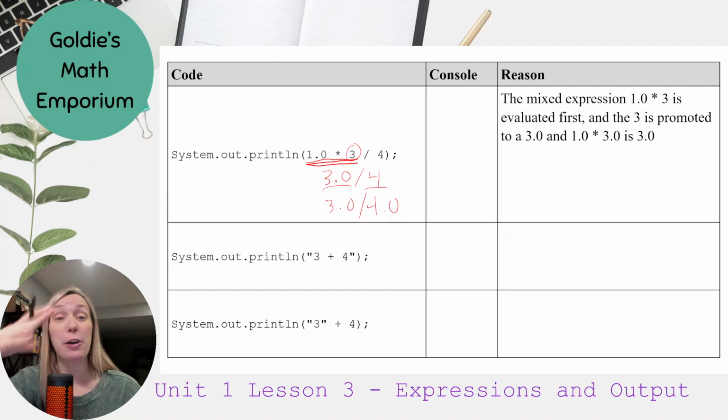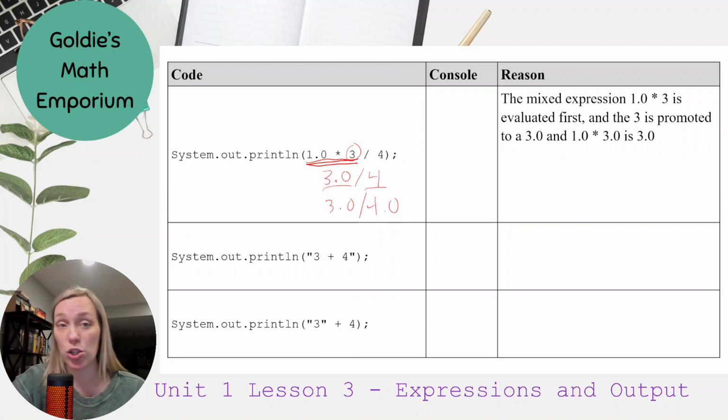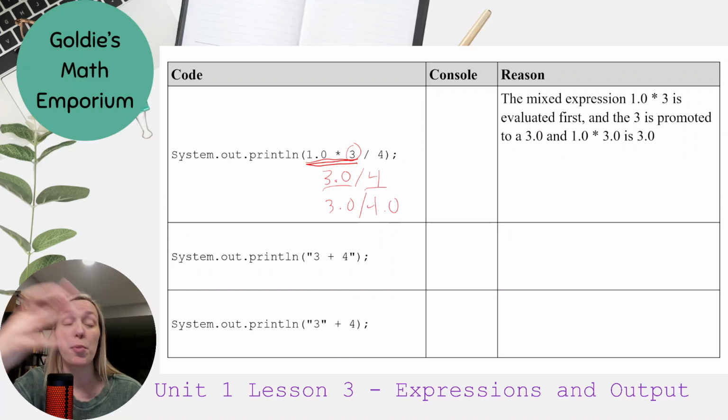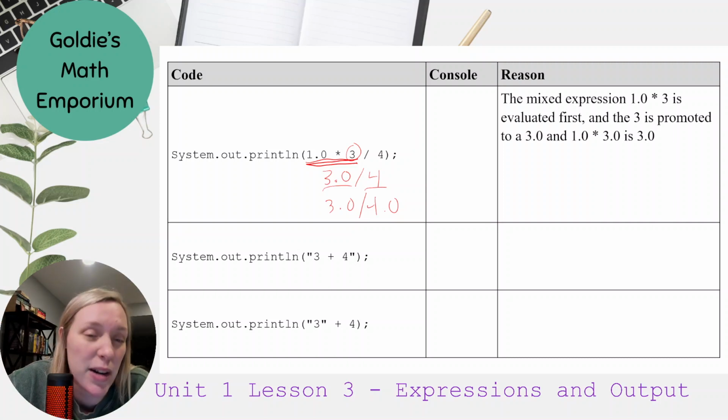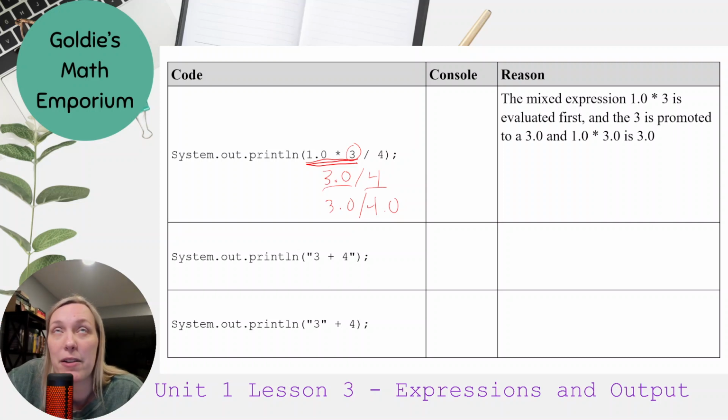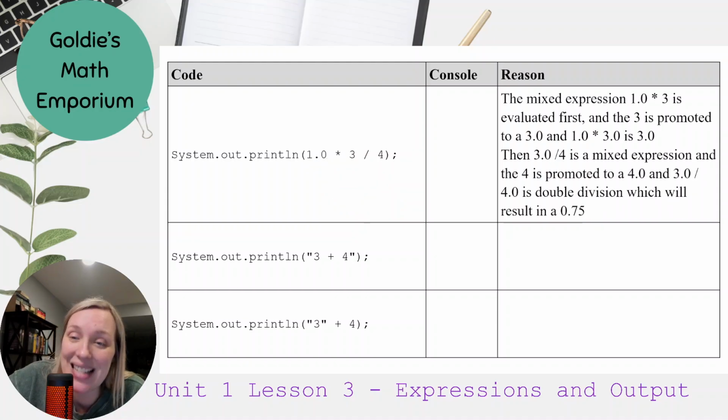And when you have regular division like that between two doubles, or the promoted double and the actual double, you're going to have division like you would expect. So what's 3 divided by 4 regularly? It's 0.75. Okay? So this is going to print off 0.75.